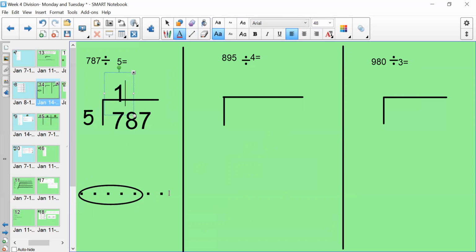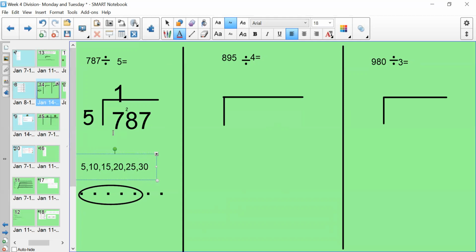And we've got 2 left over. So we have to regroup that 2 onto the next column. So our new number now becomes 28. Okay, so instead of drawing out 28 dots to help you, which is fine, you can do that, but a quicker way would be using counting in multiples of 5. 5, 10, 15, 20, 25, 30.